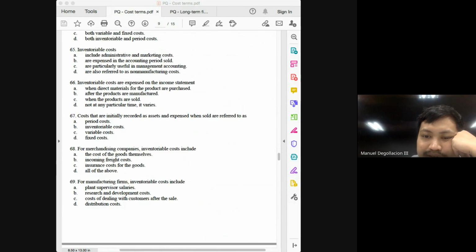66, inventoriable costs are expense on the income statement. Related to number 65, not when they are purchased, class, not when they are manufactured, but only when they are sold. So the answer, number 66, would be Charlie. 67, costs that are initially recorded as assets and expense when sold. We're circling the same concept. So the answer here would be Bravo, inventoriable cost.